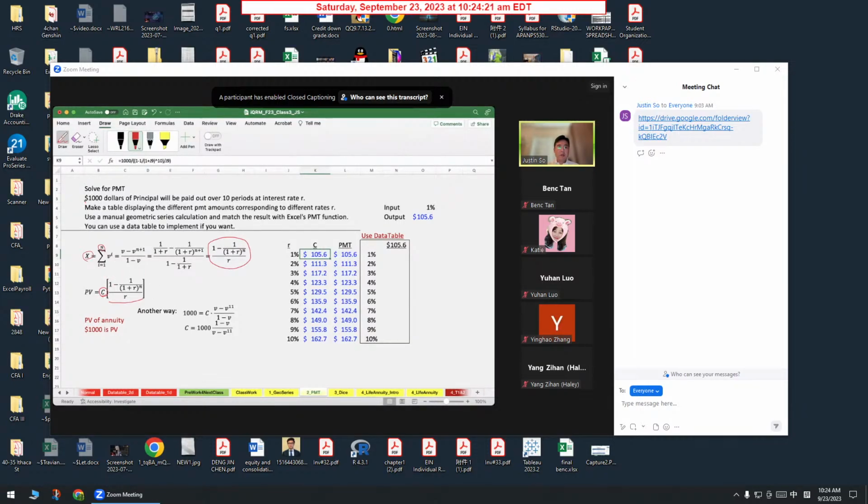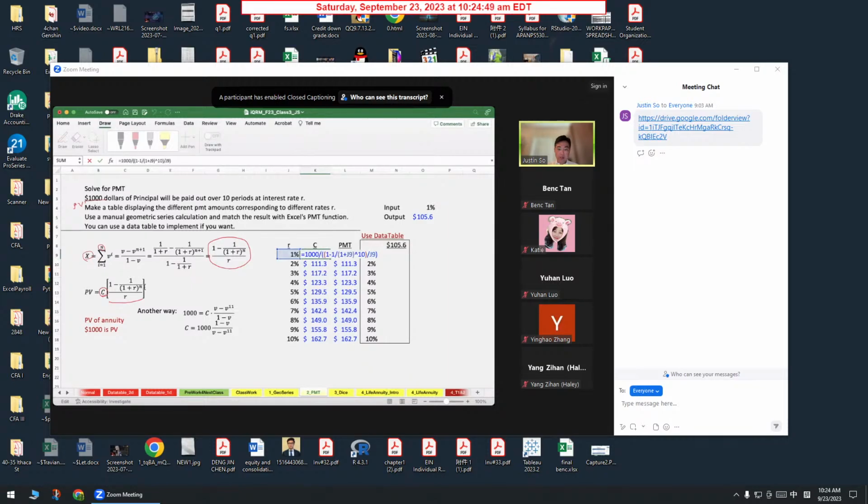So $1,000 principal is the present value. So you divide it by this factor, that you have to build in the Excel. That's what this cell does. 1,000 divided by this whole part. Look at this, 1 minus 1 over... now you point R.